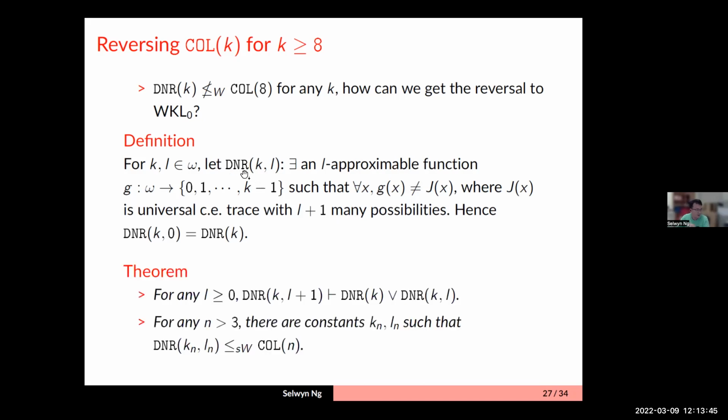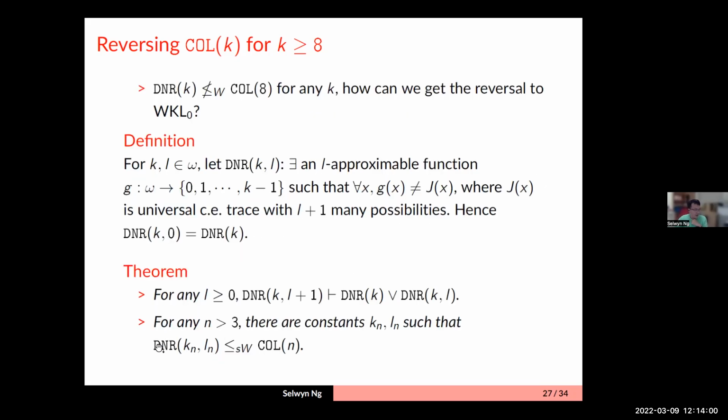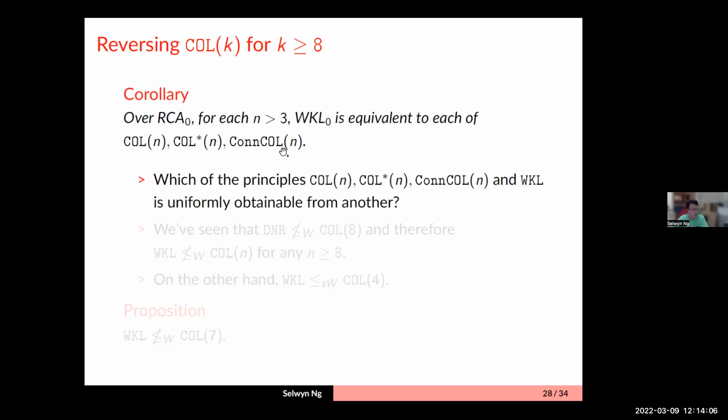And by using 2 different parameters, we can show that the n-color theorem, in fact, reduces to DNR Kn, Ln for parameters which are dependent on n. Yeah, and also this thing is equivalent to WKL, and that allows the reversal.